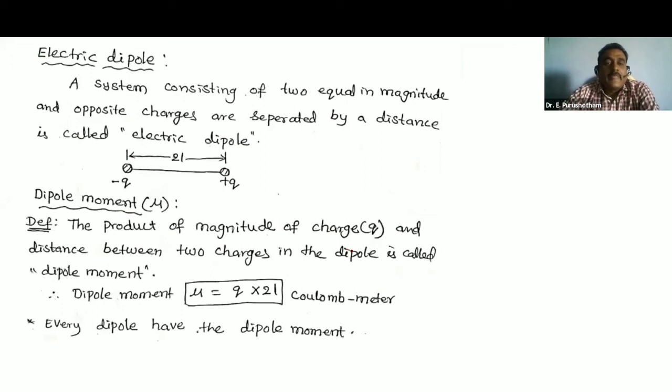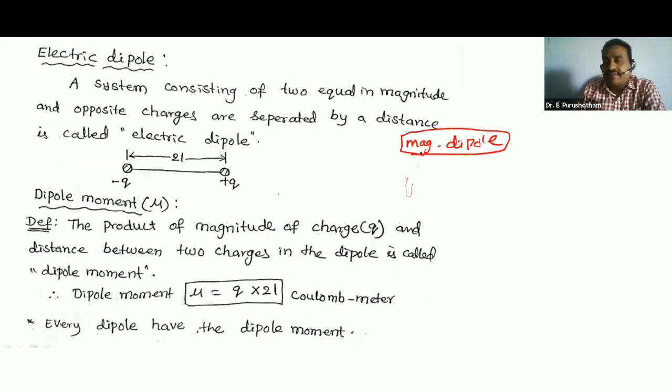Electric dipole. You know very well magnetic dipole; I am comparing. You studied magnetic materials in your intermediate, so I am comparing electric dipole with magnetic dipole. What is a magnetic dipole? For example, this is a bar magnet. This is the north pole, this is the south pole, and this is a center point O.